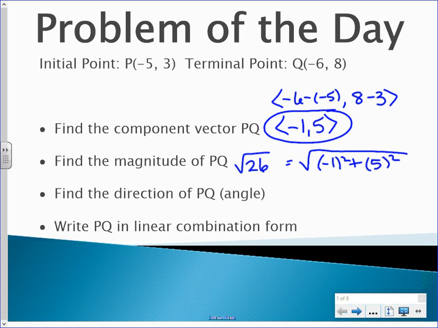Okay, I'm going to skip down to linear combination form. Okay, Caleb, what's the linear combination form? -i plus 5j. Okay, -i plus 5j. Remember, i is the vector 1, 0, j is the vector 0, 1.